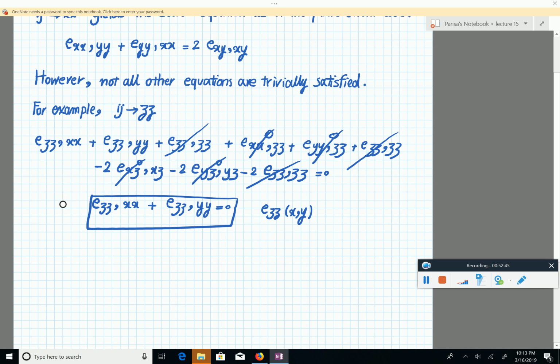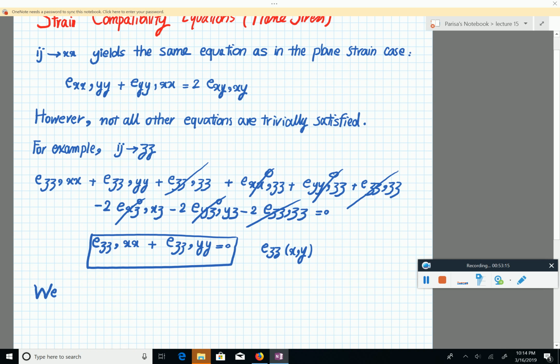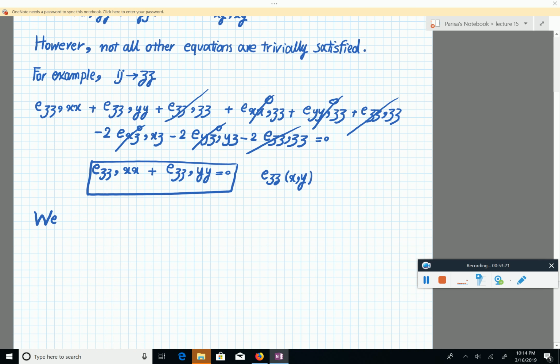However, again, in plane stress, we somewhat forget about the compatibility equations that do not go to 0 trivially, and just retain the first one, which is similar to plane strain. So this is another approximation that we didn't have in plane strain, but we have it in plane stress.